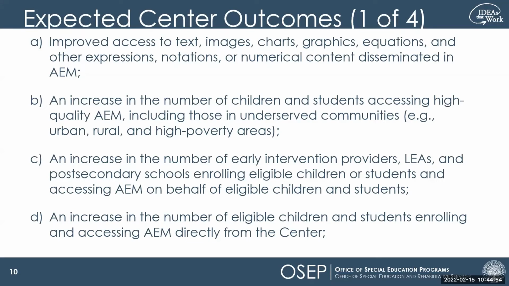The center has a total of 9 expected outcomes that they must achieve. I'll identify those outcomes over the next 4 slides. First, improve access to text, images, charts, graphics, equations, and other expressions, notations, or numerical content disseminated in AEM. Next, an increase in the number of children and students accessing high-quality AEM, including those in underserved communities.